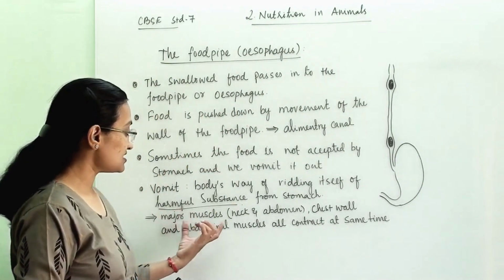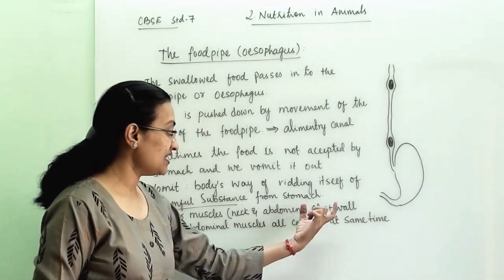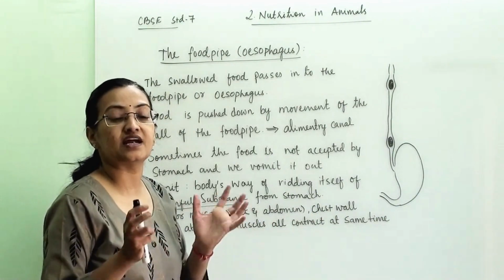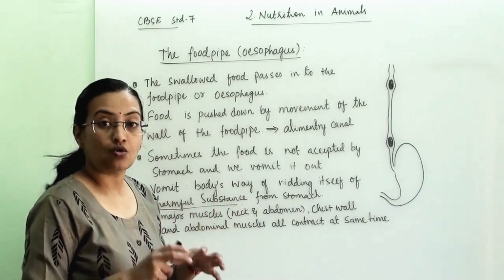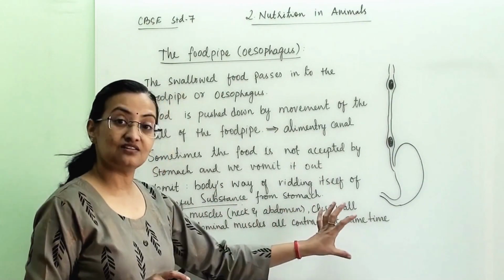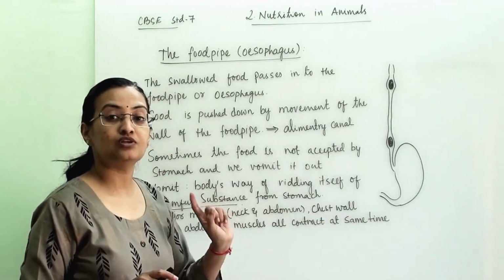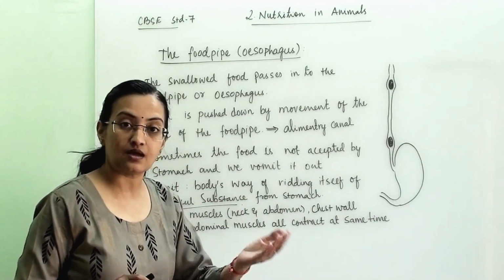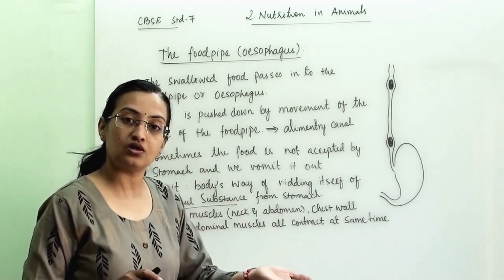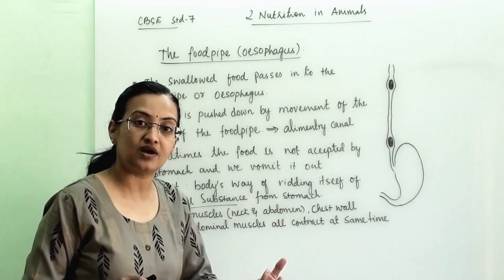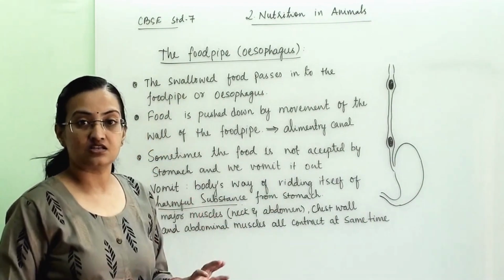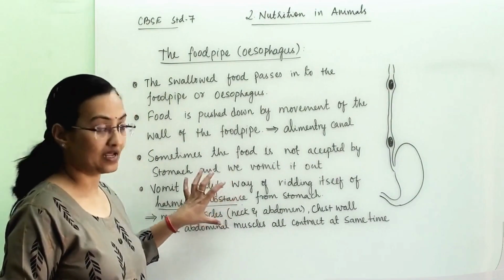The major muscles of the neck, abdomen, chest wall and abdominal muscle will all contract at the same time. While all of these muscles contract at the same time, it will put pressure on the stomach and the reverse process will happen and we will vomit out all the infection, all the bad food particles, and the stomach will get rid of the bad stuff. So that is how vomiting happens.